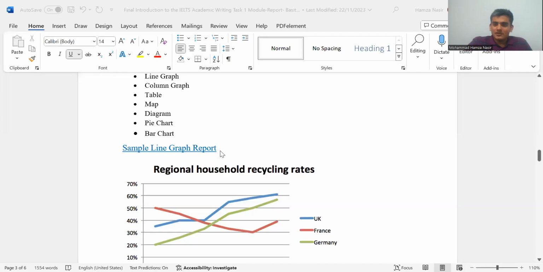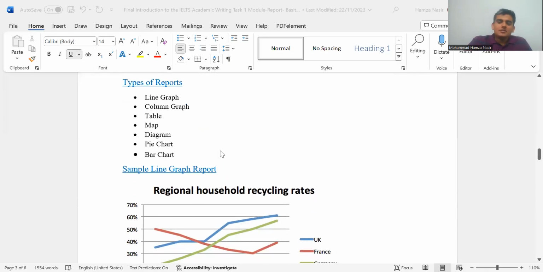So without further ado, today we will be talking about a certain type of report called a line graph report. If we talk about the syllabus for IELTS report writing, you could get a line graph report, a column graph report, a table report, a map report, a diagram report, a pie chart, as well as a bar chart report. These are the different variations. Understand that the structure, the means of answering these questions, is the same.